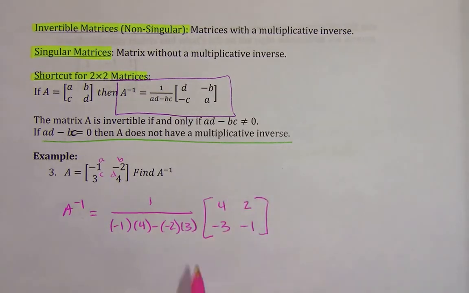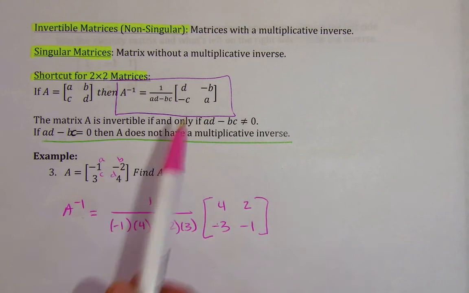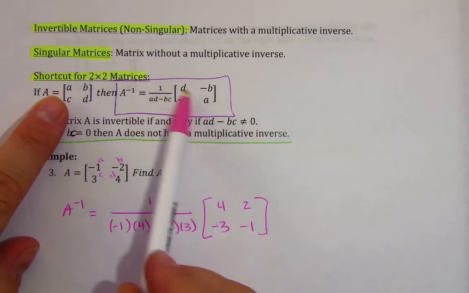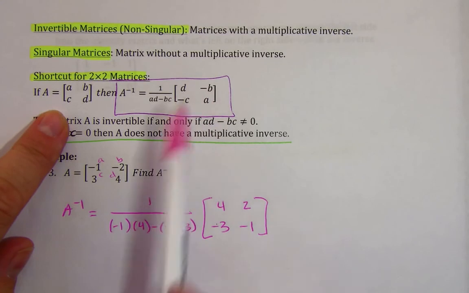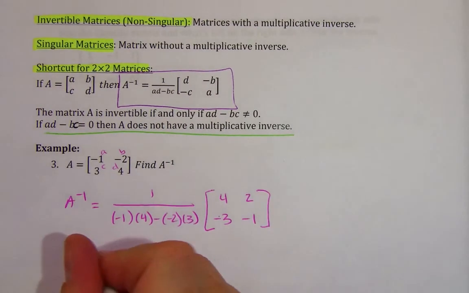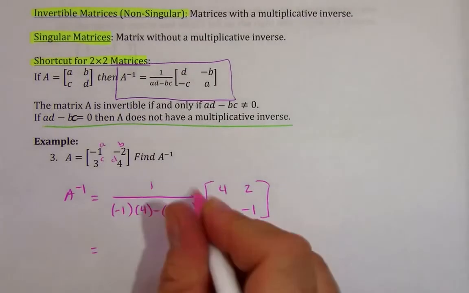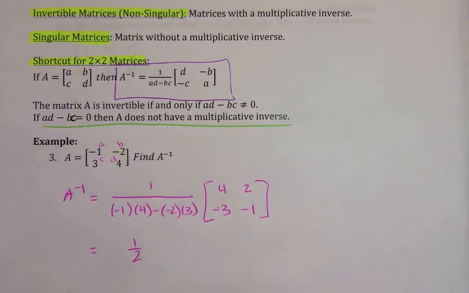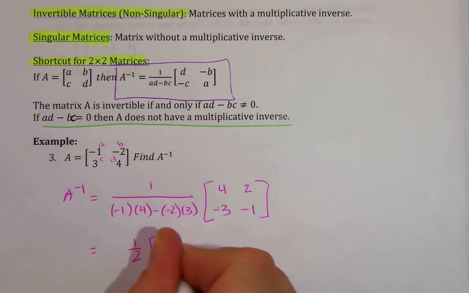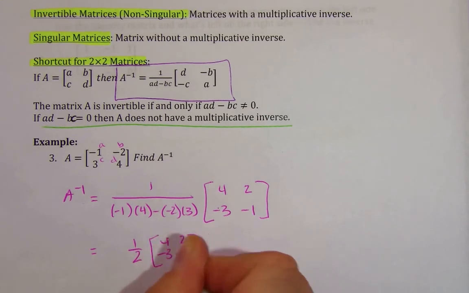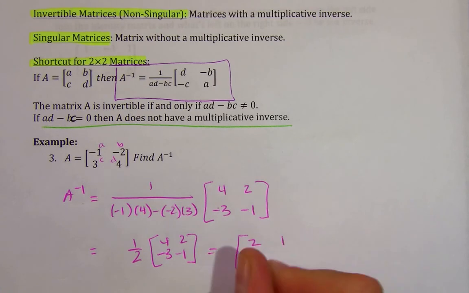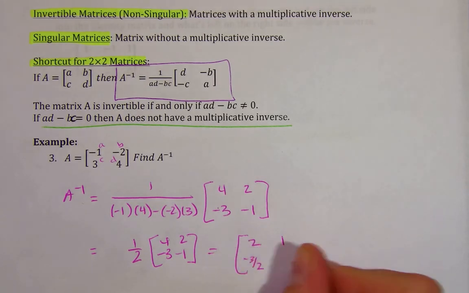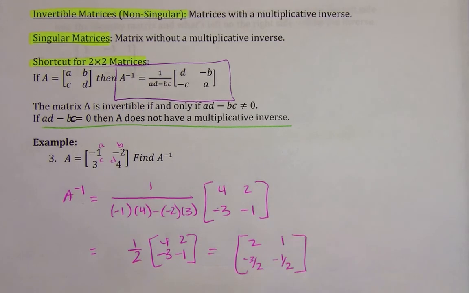Now notice this is not the same matrix I have here. Notice that here A and D switch places, and B and C stay where they're at, but they change signs. So that's what we have here. Then this simplifies to 1/2 times 4, negative 3, 2, negative 1. And that would end up being 2, 1, negative 3 over 2, and negative 1/2. And that's the inverse of matrix A.